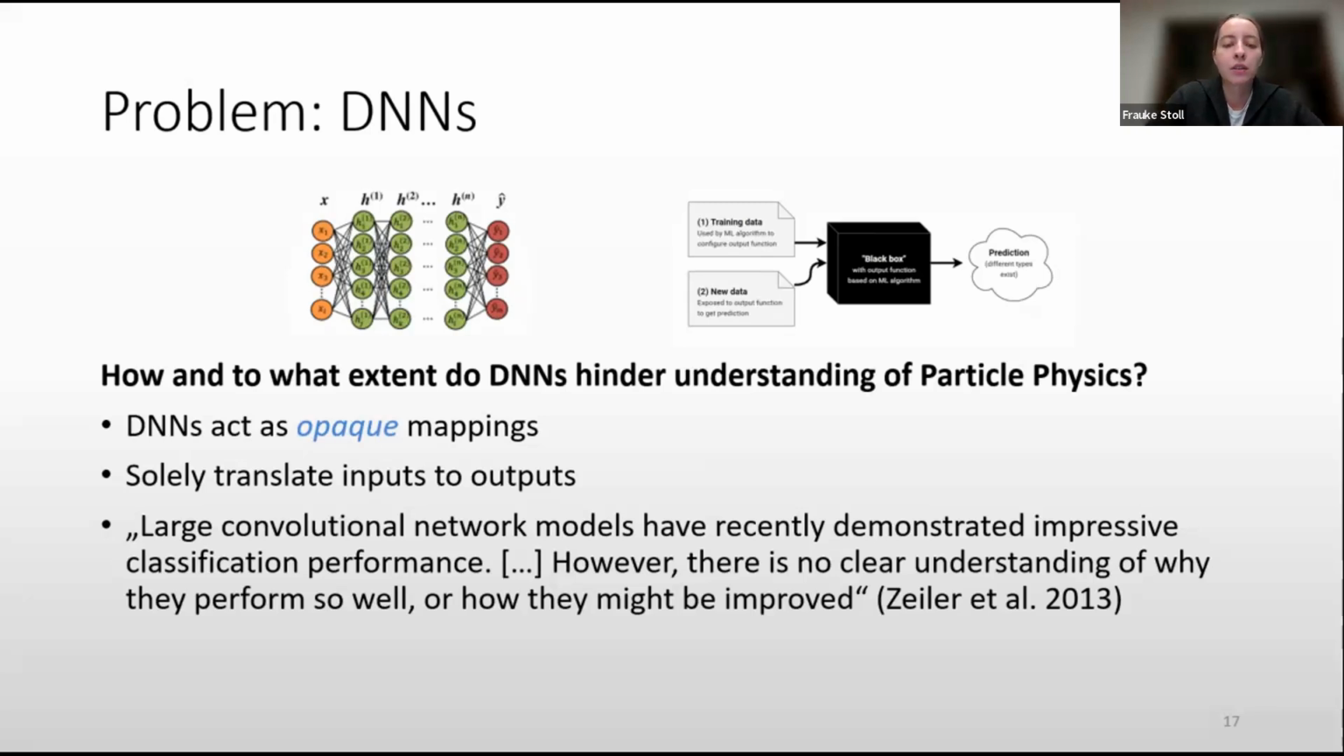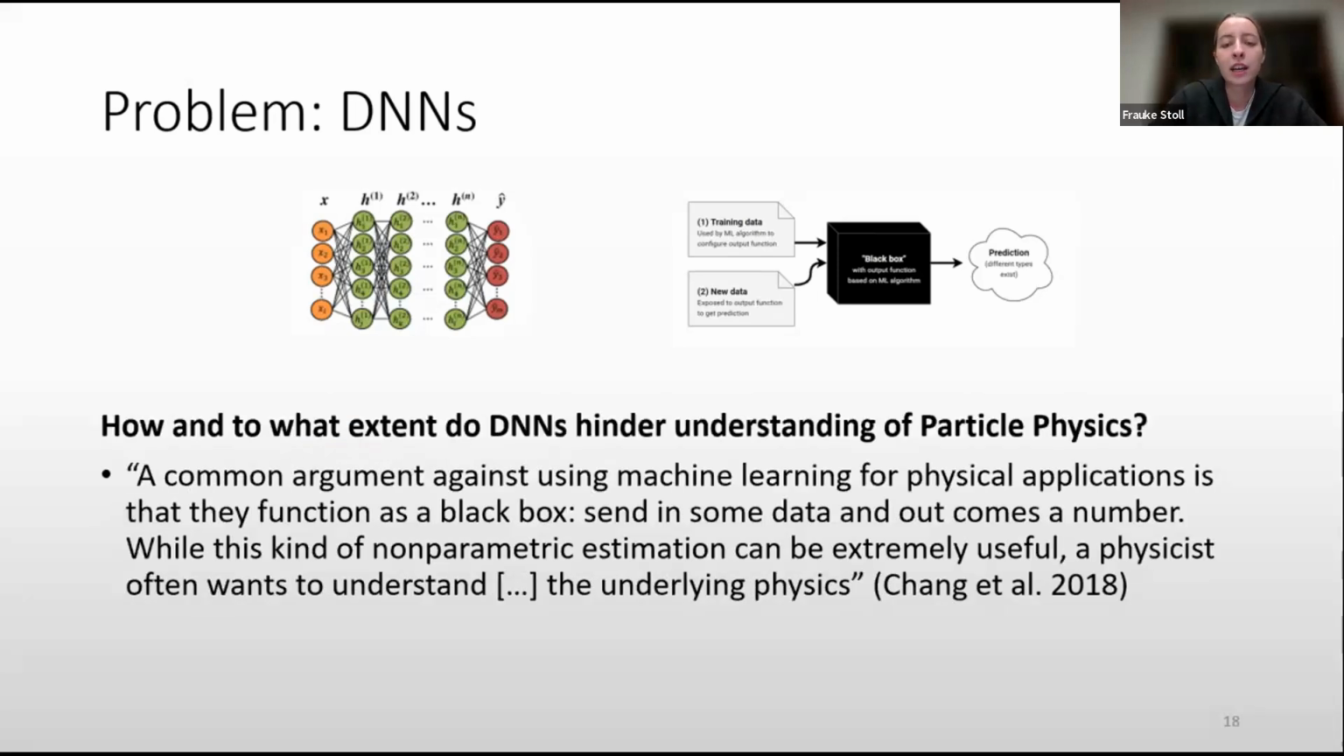This is, for example, captured in the following quote by Seiler et al., who say that large convolutional network models have recently demonstrated impressive classification performance. However, there's no clear understanding of why they perform so well or how they might be improved. And coming from the physicist side, physicists like Shang et al. have been saying that a common argument against using machine learning for physical applications is that they function as a black box: send in some data and out comes a number. While this kind of non-parametric estimation can be extremely useful, a physicist often wants to understand the underlying physics.